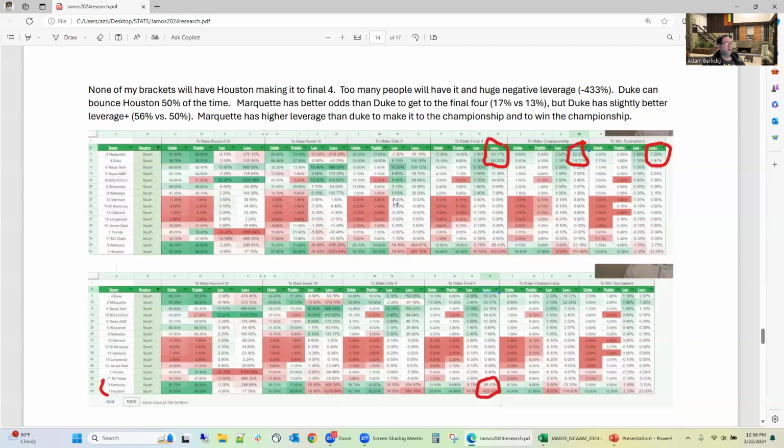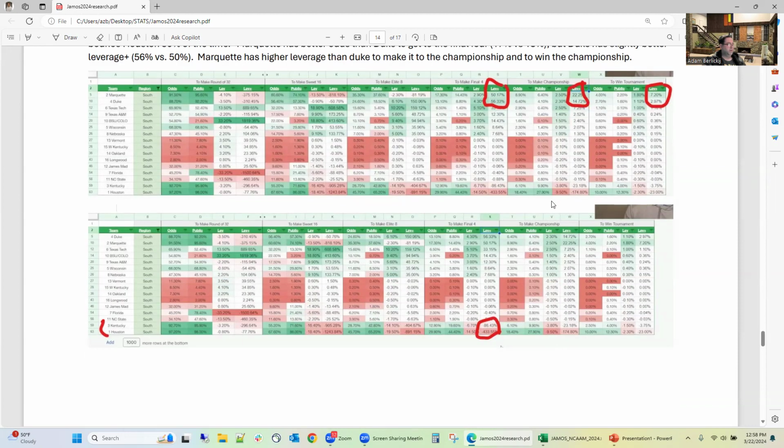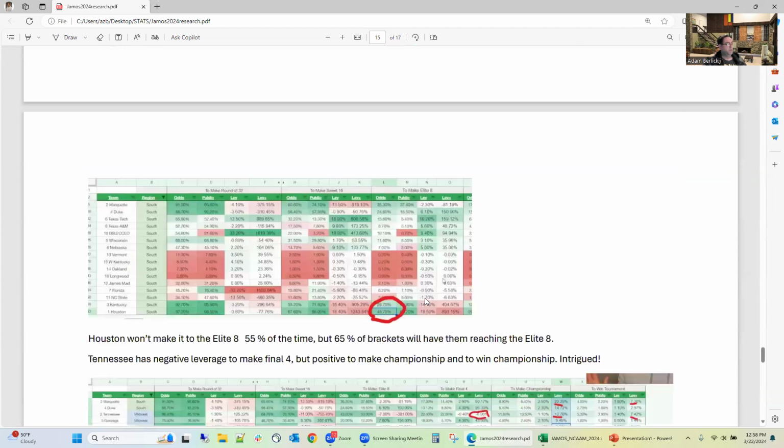Some of the other things that caught my eye. When deciding between Marquette and Duke, one of them had higher leverage to make the Final Four, but then it flipped. The other one, Marquette, had higher leverage to make the championship and win the tournament. Just intriguing. I don't know what to make of it yet. And then look at Houston here. The Houston leverage to make the Final Four was negative 433%. That's why I stayed away from them.